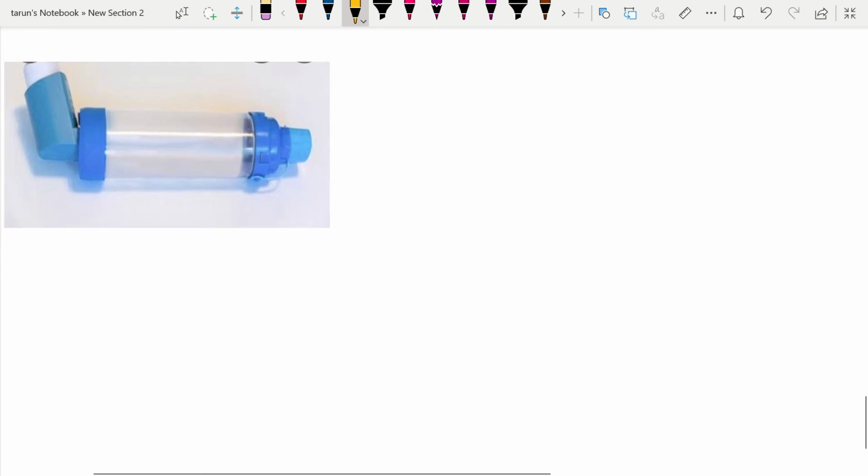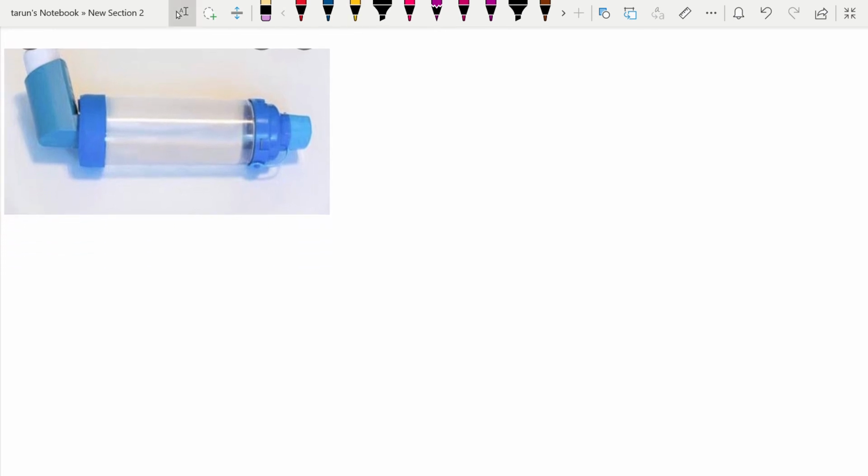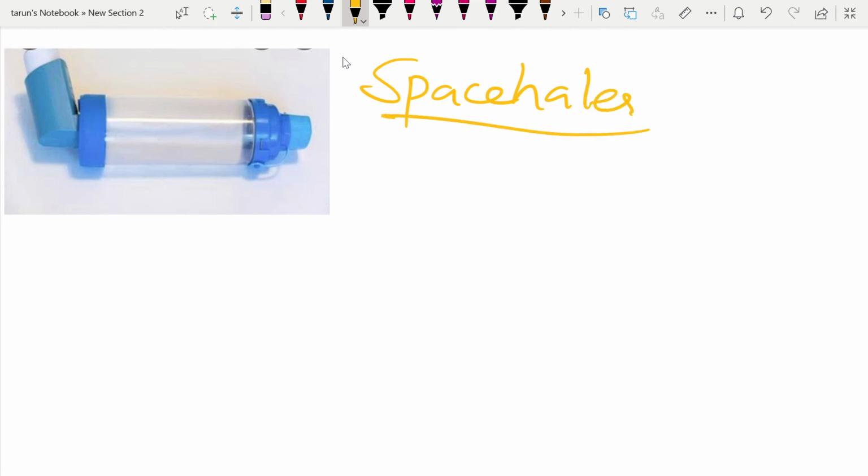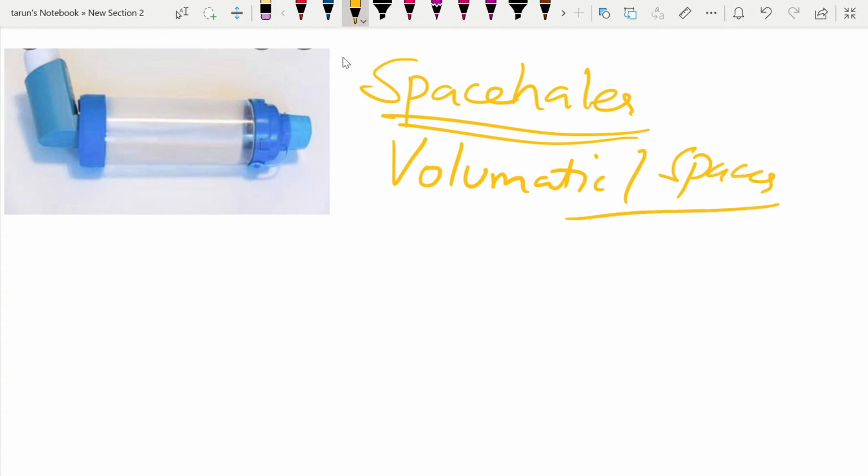So what is this? This is another device. You will say it is a spacehaler. It is also called a volumetric spacer. It is a spacehaler.